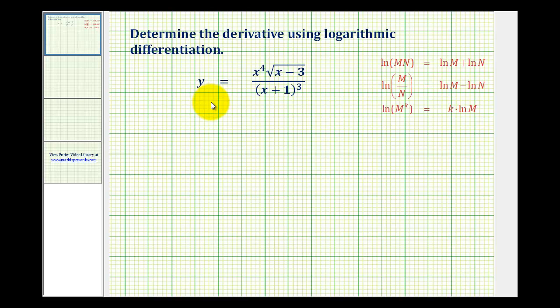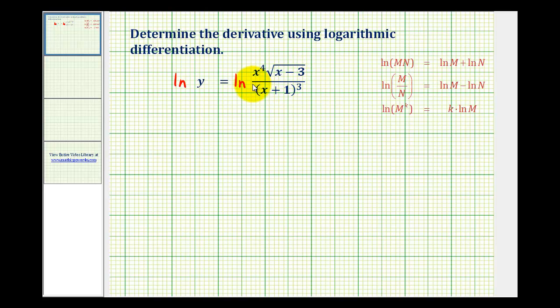We want to determine y prime, or the derivative of the given function. Notice this is a pretty complicated function, so what we can do is take advantage of the properties of logarithms to help us determine the derivative. So what we can do is take the natural log of both sides of this equation, and then we can apply the properties of logarithms given here to expand this logarithm.